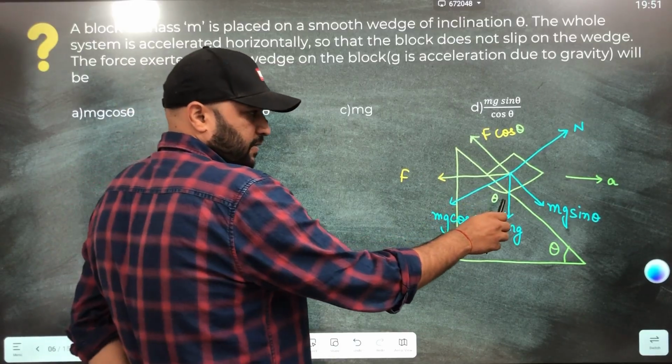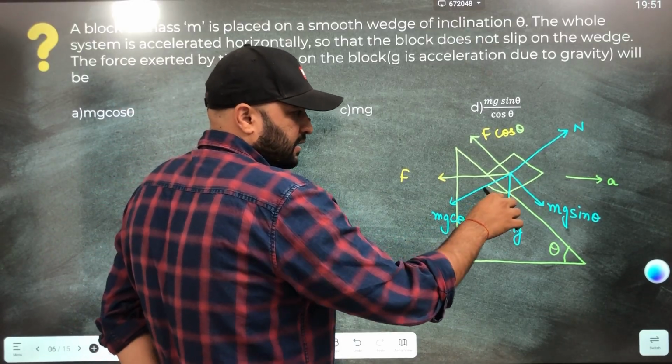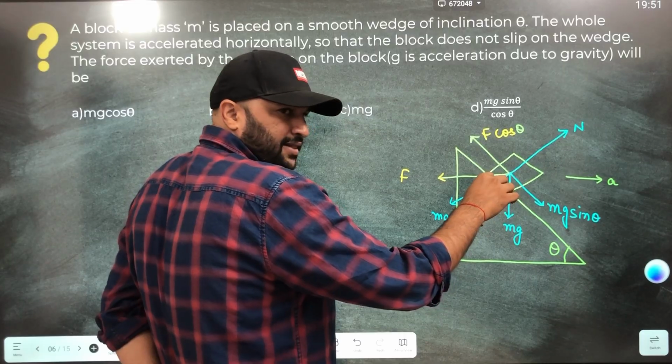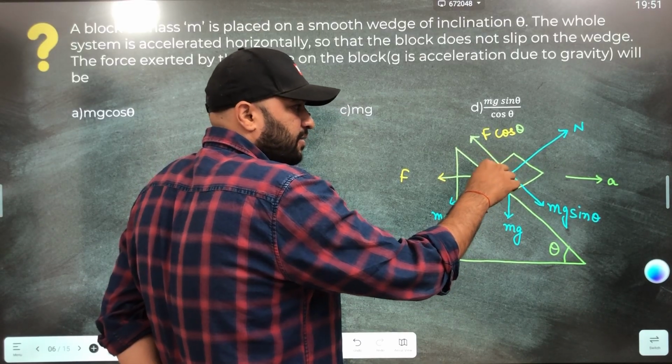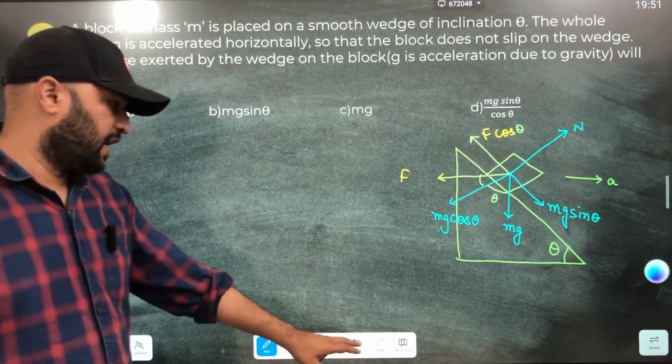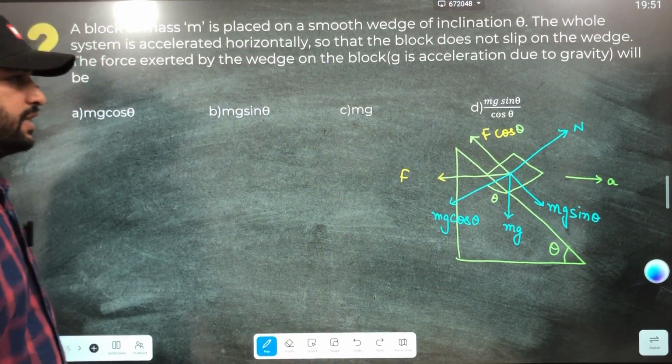If this is theta, correct, and this is theta, this will be how much? This will be 90 minus theta, correct? And if this is 90 minus theta, this will be again theta. Okay, and if that is theta, then that component will be F cos theta.